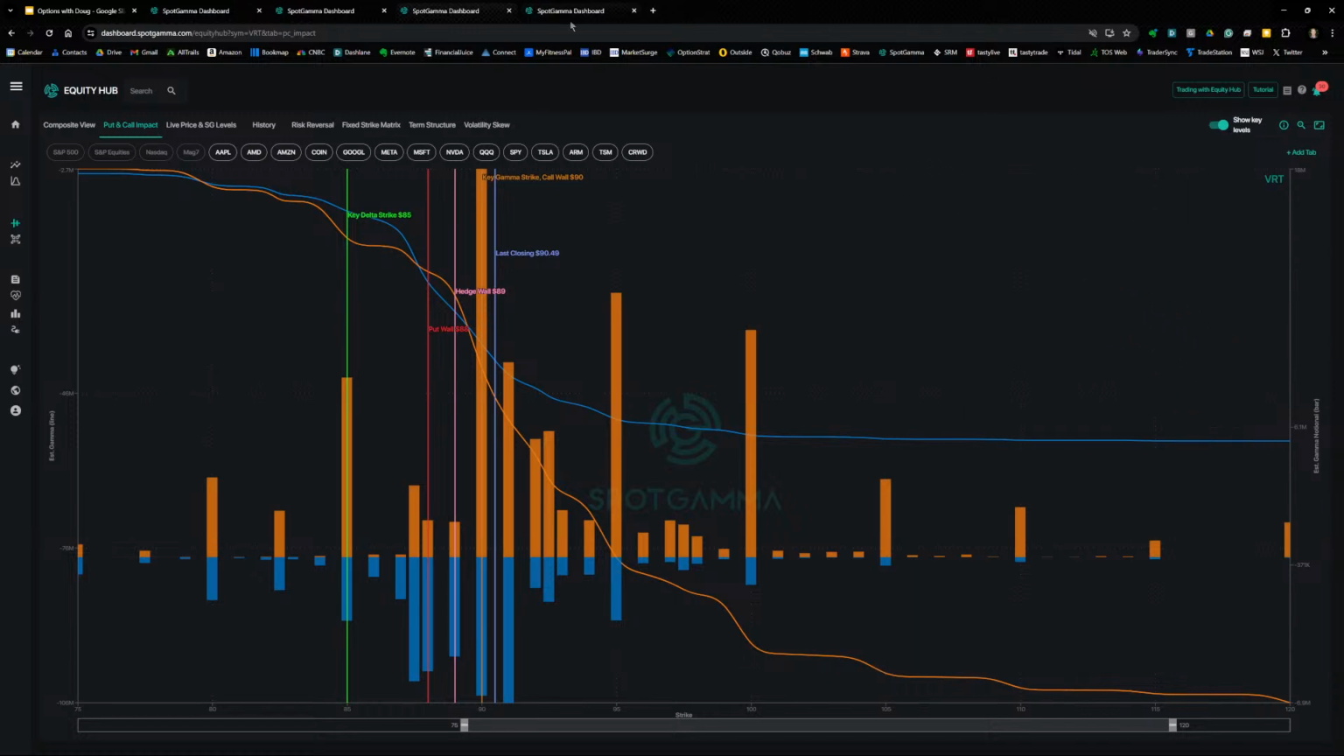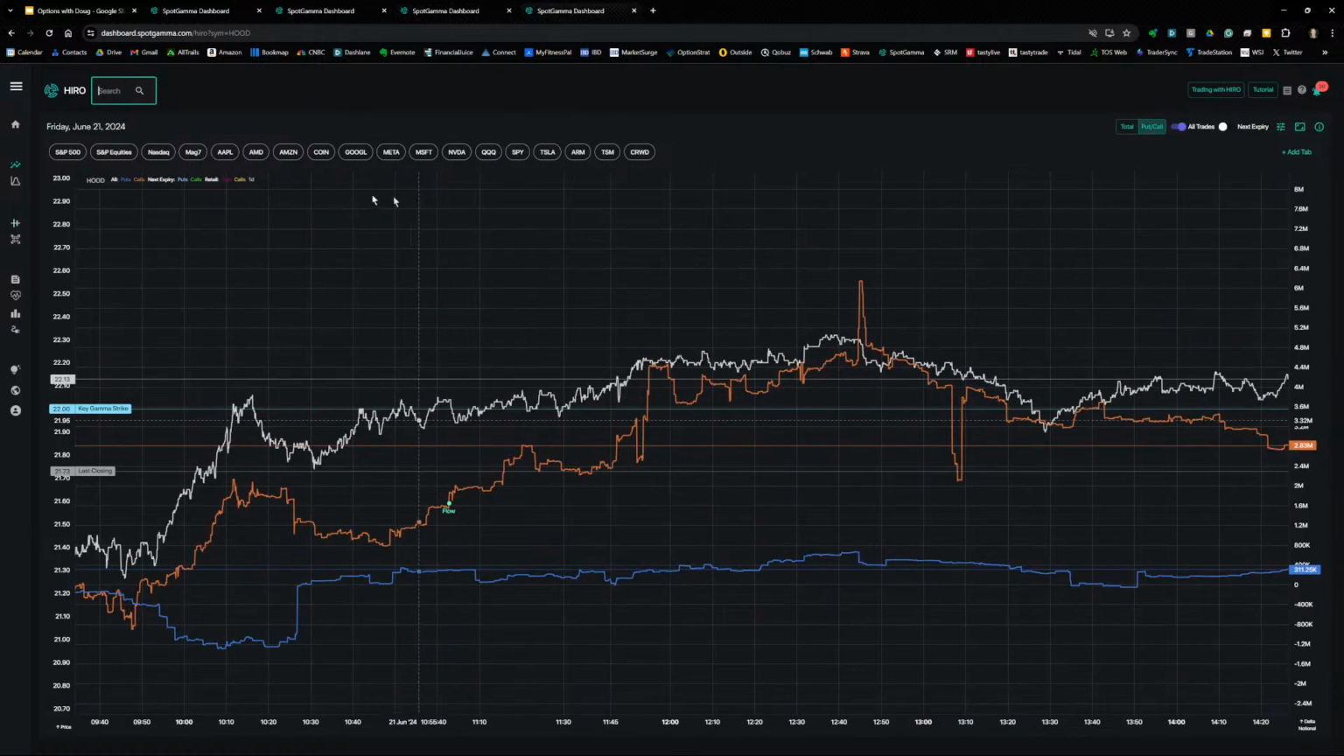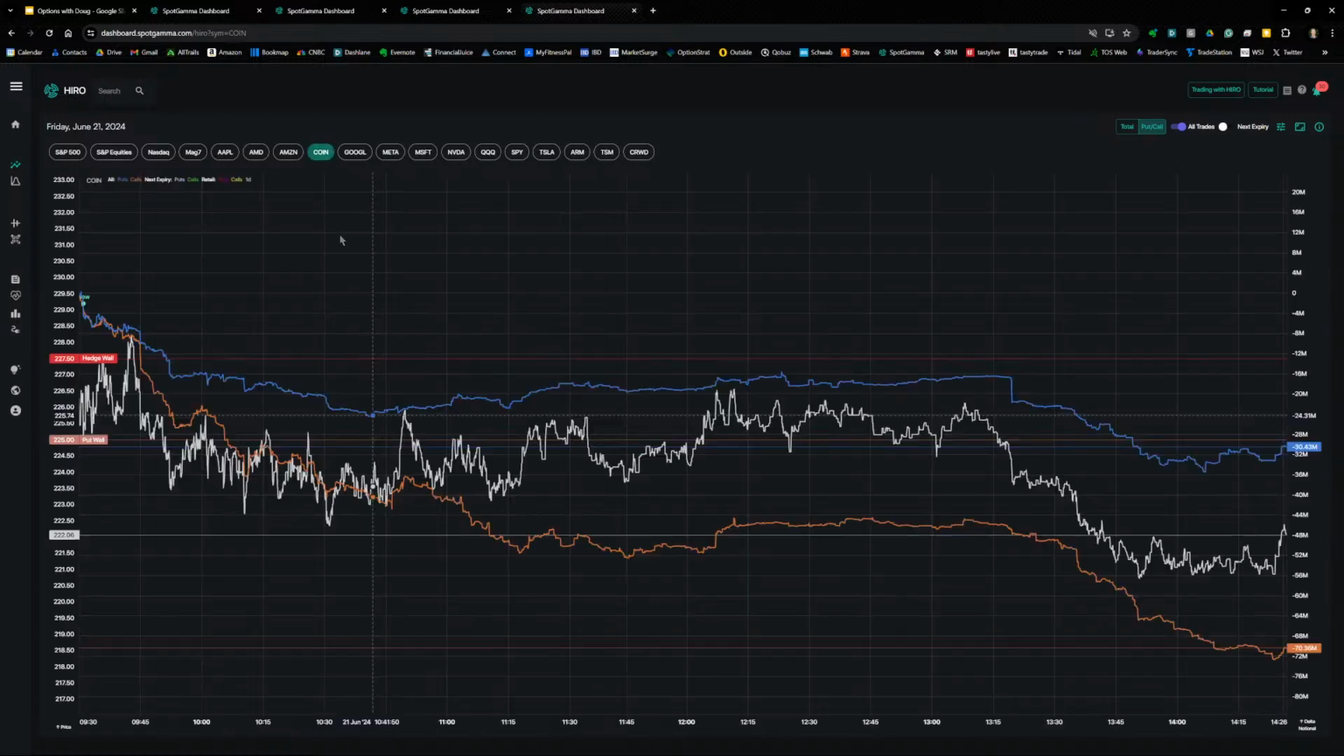All right, Kenobi wants to take a look at Coinbase. Let's see what options traders have been doing today. All right, does anyone have any questions about that? I was just talking about how to use Bookmap, Spotgamma, and the other information that you might have to time an entry point for a swing trade or a longer term trade. All right, Coinbase.